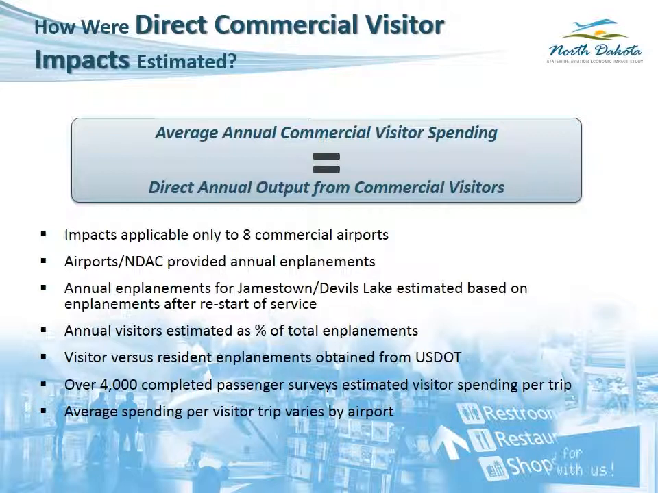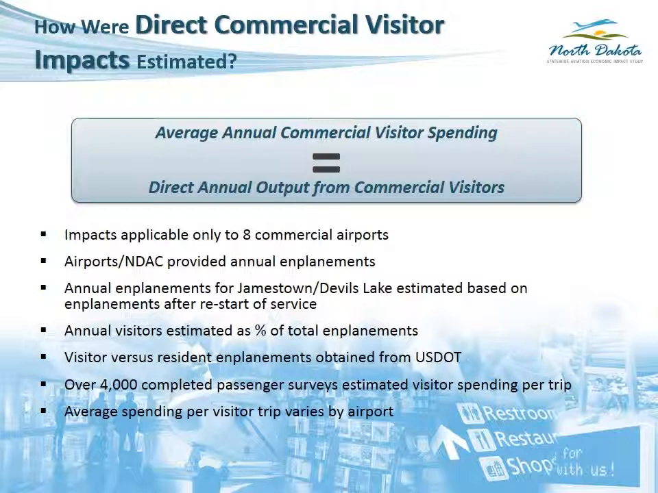The process to estimate direct economic impacts for commercial visitor spending is very similar to the process used to estimate direct economic impacts for general aviation visitor spending. Direct output in this category is also equal to annual visitor spending. Impacts in this category are only applicable to the 8 commercial airports. Each airport's annual employments were used to estimate the airport's commercial visitors. Visitors are a percentage of each airport's total employments. The remainder of the employments are residents. For this study, airports and the North Dakota Aeronautics Commission provided annual employments.